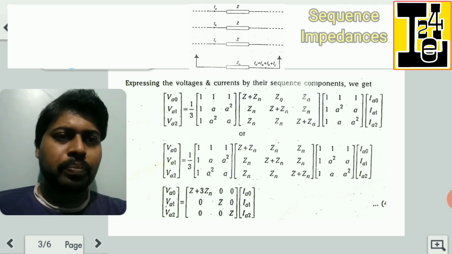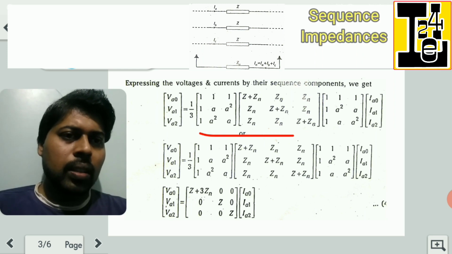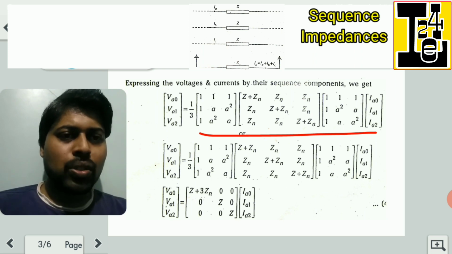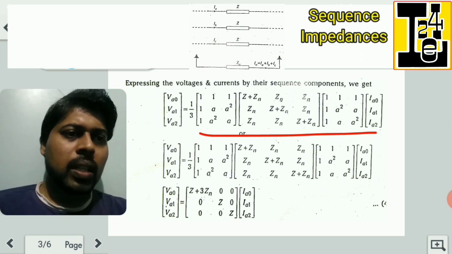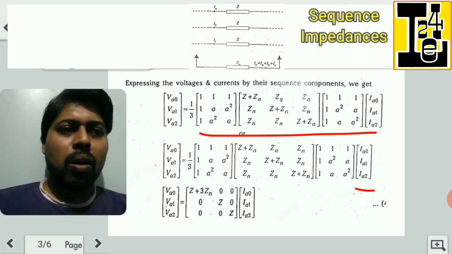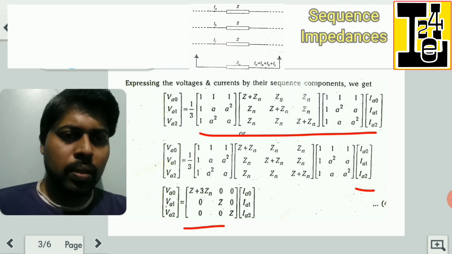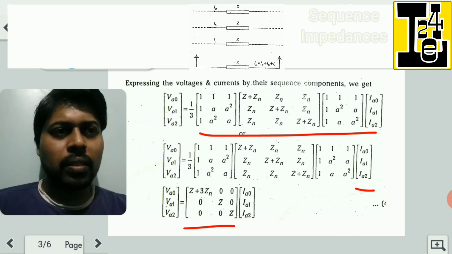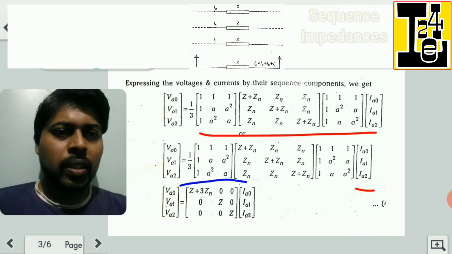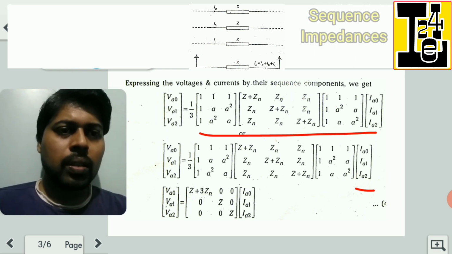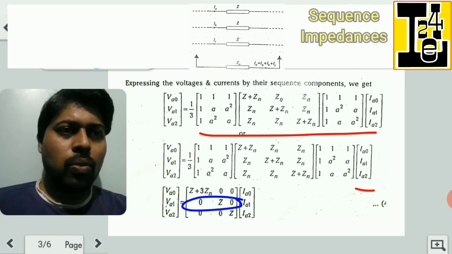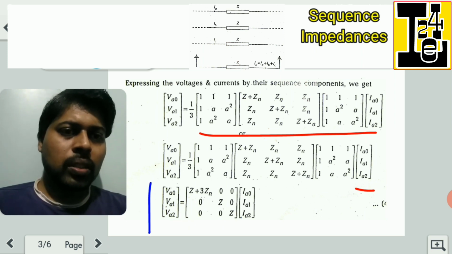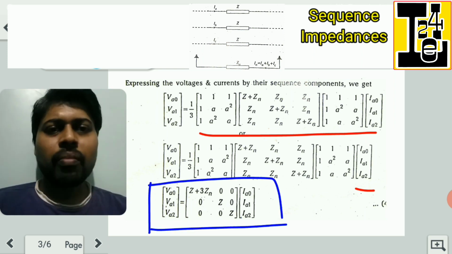By solving the matrices at the RHS side, keeping the column matrix I0, I1, I2 as it is, we will get a 3 by 3 matrix with the first row Z plus 3Zn, 0, 0, then 0, Z, 0, and 0, 0, Z. So this is the matrix I will be getting after solving.